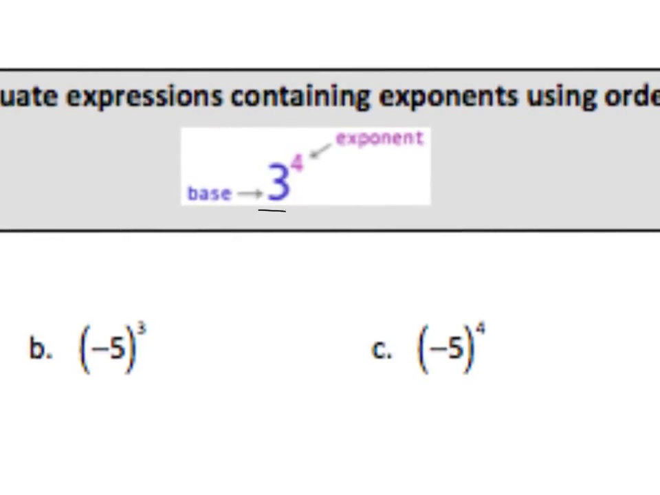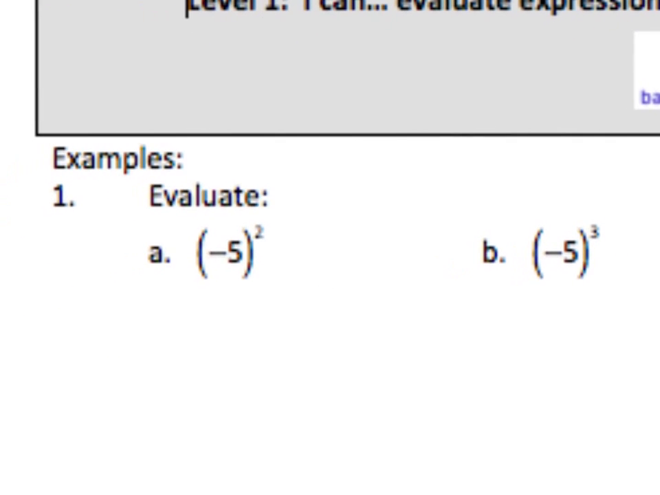So this 3 down here, the big 3, that's called the base. Sometimes bases are numbers, sometimes they're letters or variables. And then the little number is called the exponent. So let's take a look at number 1, or letter A. It's got -5 in parentheses to the second power. Remember, the squared means that the -5 happens twice. So this is the same thing as saying -5 times -5, which is +25.